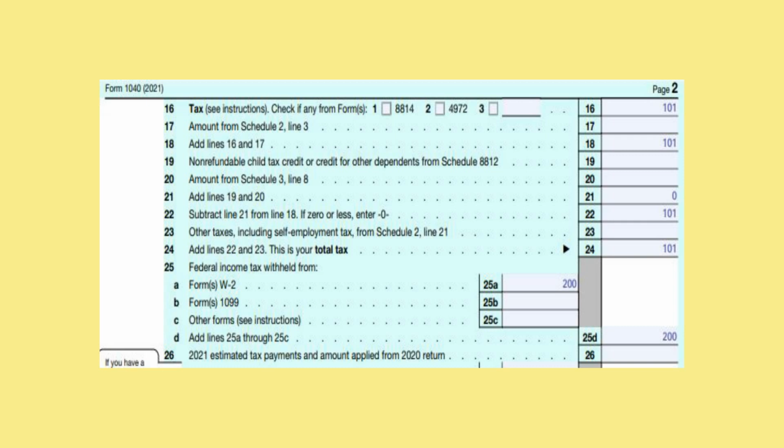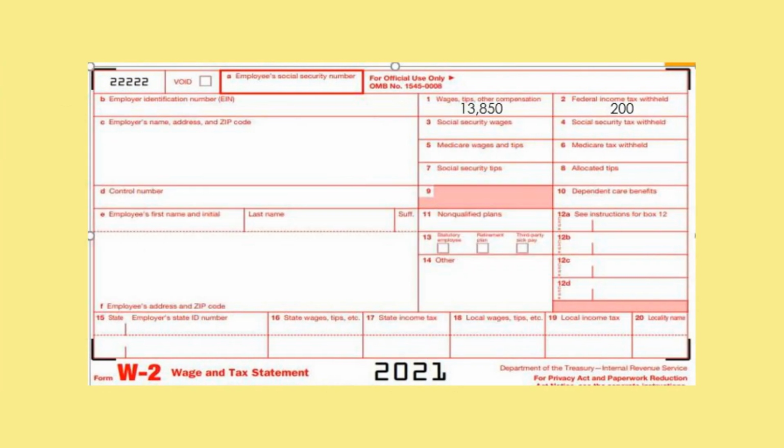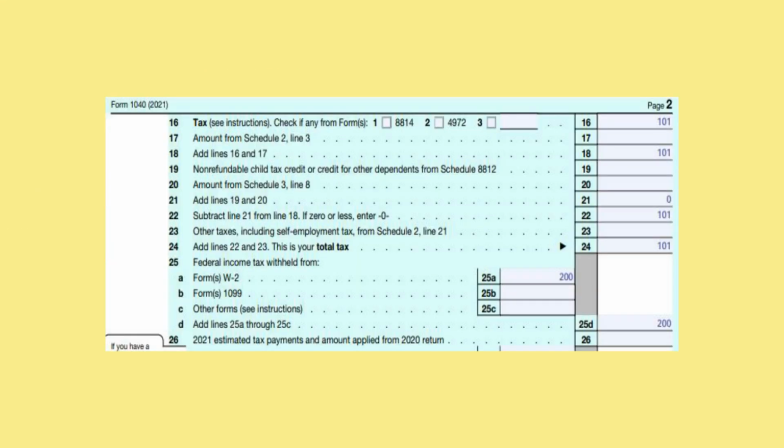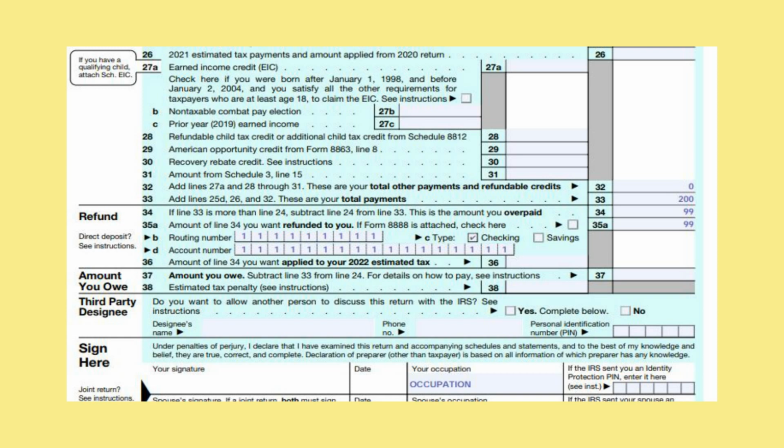On line 25A, put your federal income tax withholding. You can find this amount in box 2 of your Form W-2. In this example, it is $200. Carry that down to line 25D. On line 33, put your total payments. In this example, it would be $200 as withholding was your only form of payment.